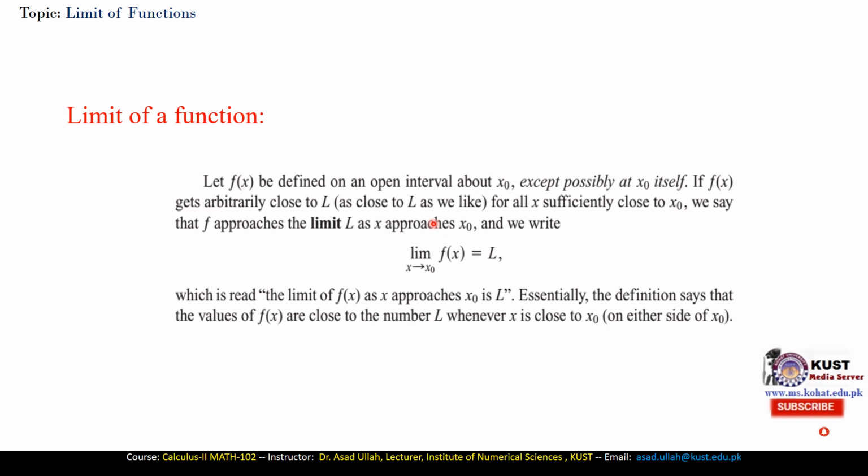In this definition, it is written "except possibly at x naught." What does this term mean? In limits, it is not necessarily true that the function is defined at the point at which we are finding the limit. Later we will discuss in detail how it is possible to find the limit at a point where the function is not defined.